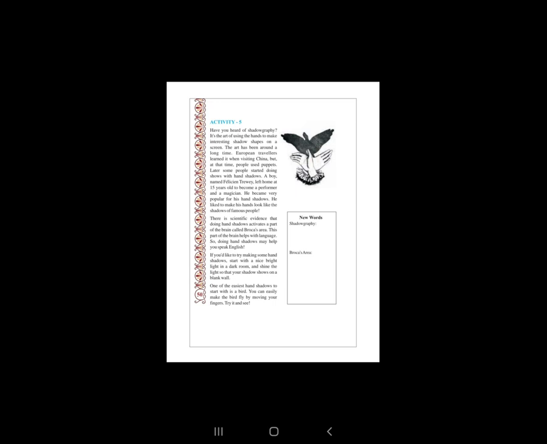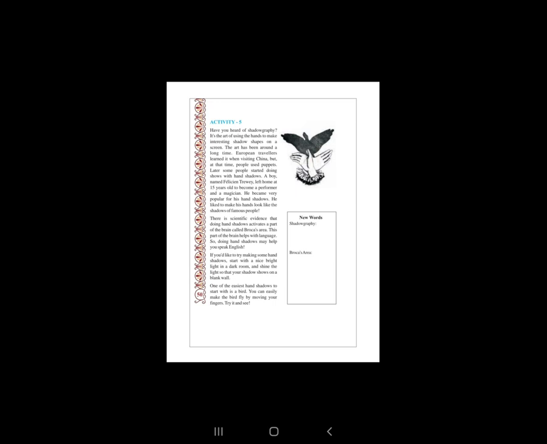Then third, what is one of the easiest hand shadows to start with? The answer will be: one of the easiest hand shadows to start with is a bird. We can easily make the bird fly by moving our fingers. Then exercise 2. Select the most appropriate option from the options given as the answer to the question given below and write its relevant letter in the provided box against the question.